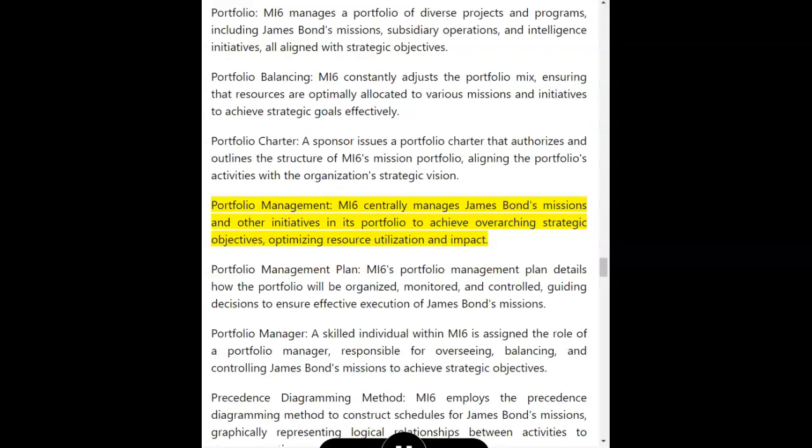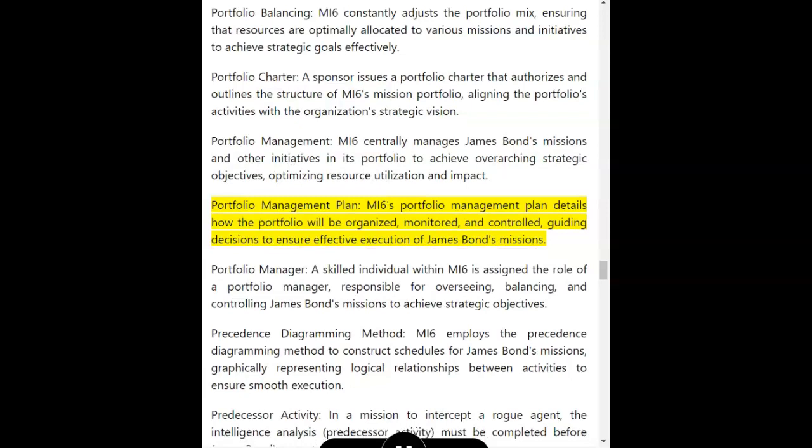Portfolio management. MI6 centrally manages James Bond's missions and other initiatives in its portfolio to achieve overarching strategic objectives, optimizing resource utilization and impact. Portfolio management plan. MI6's portfolio management plan details how the portfolio will be organized, monitored, and controlled, guiding decisions to ensure effective execution of James Bond's missions.